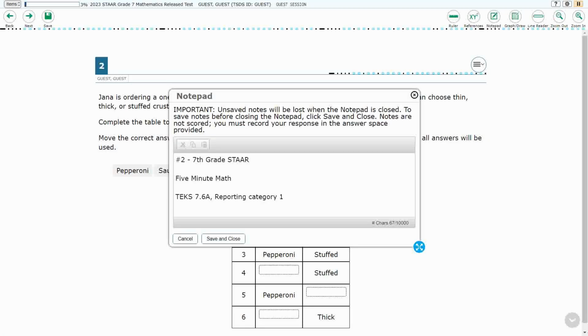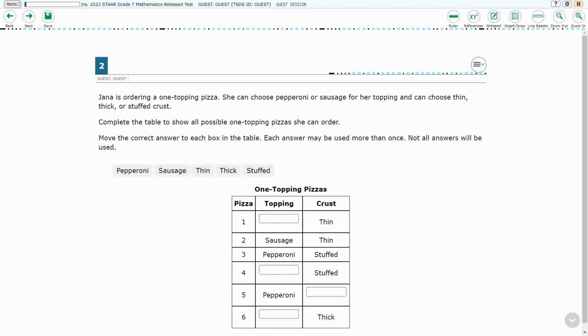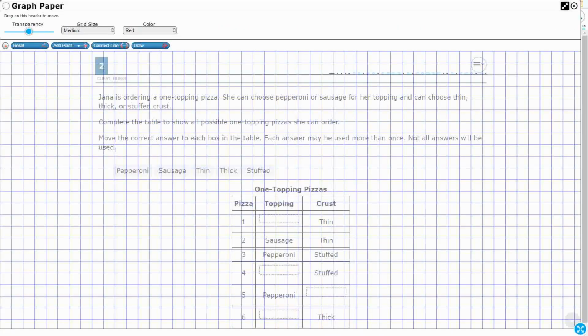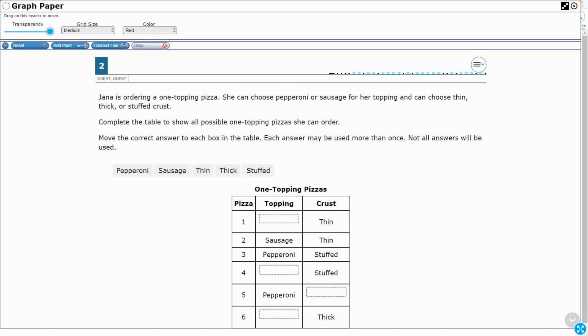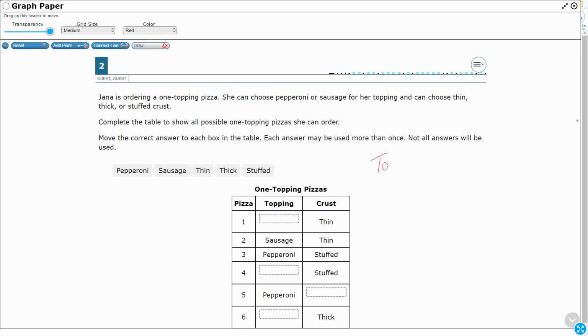For number 2, we are looking at TEKS 7.6a. This is in reporting category 1. We've got some pizza here, and we can choose different options for our toppings, right? And so let's keep track of what we've got working here. So our topping options are going to be pepperoni or sausage. So pepperoni, and then we've got sausage.